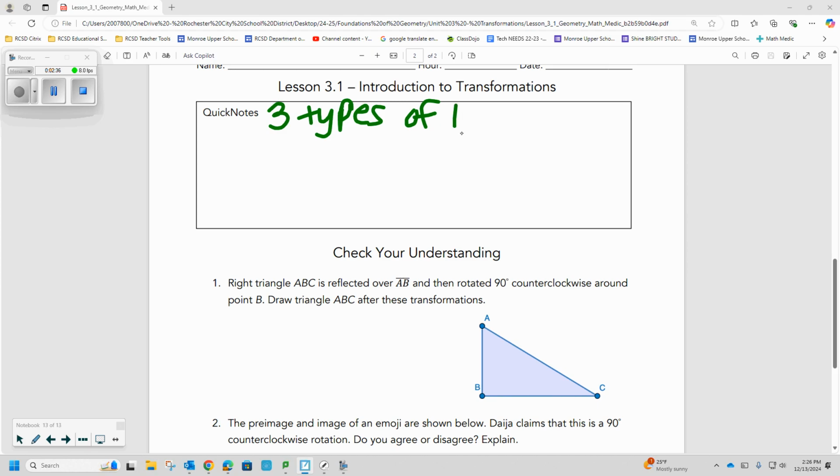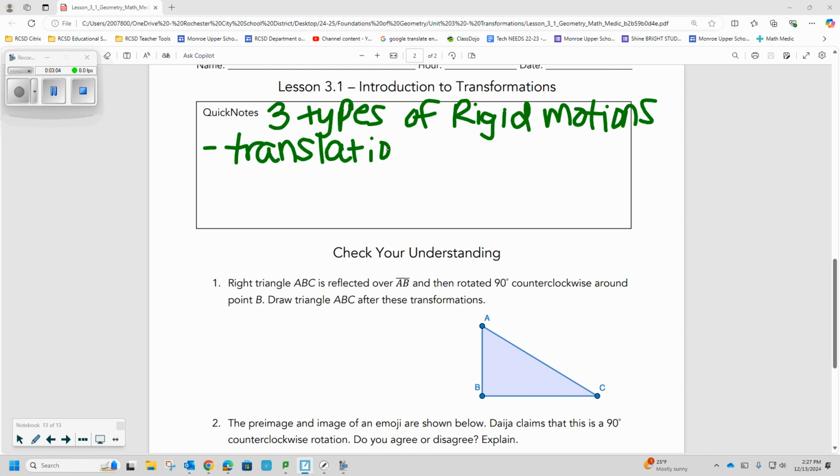of rigid motions. All right, rigid motions means that the figure is staying the same. It's still congruent. It's just moving to a new position somehow. Okay, so the first one is called a translation. It's really hard for me to write nice on here. Probably should have typed it. A translation, which is a slide. You might be going left, right, up, down. You're just sliding it or shifting it.